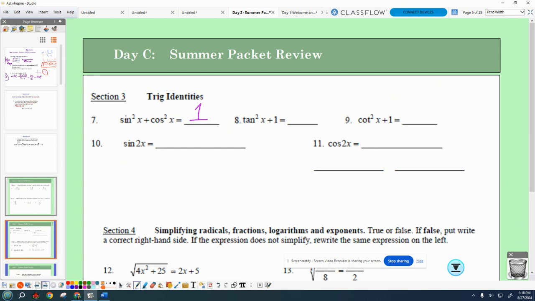If I divide everybody by cosine squared, what is sine over cosine? What trig function? Tangent. Okay. So sine squared over cosine squared is tangent squared. Cosine squared over cosine squared is 1. Okay. Which one is it? Cosecant squared or secant squared? Secant squared. Okay, good. So I generated that one.